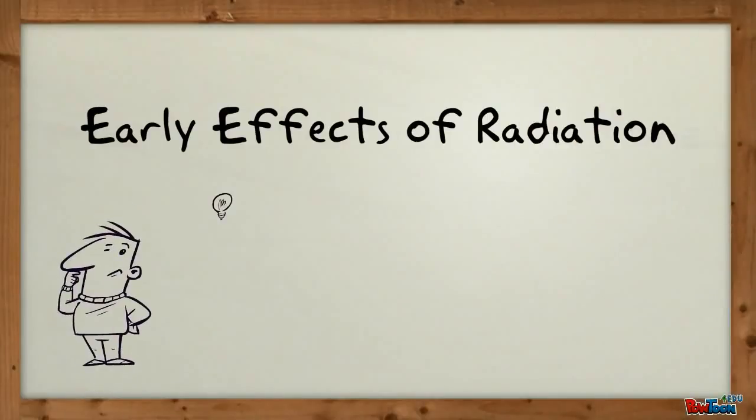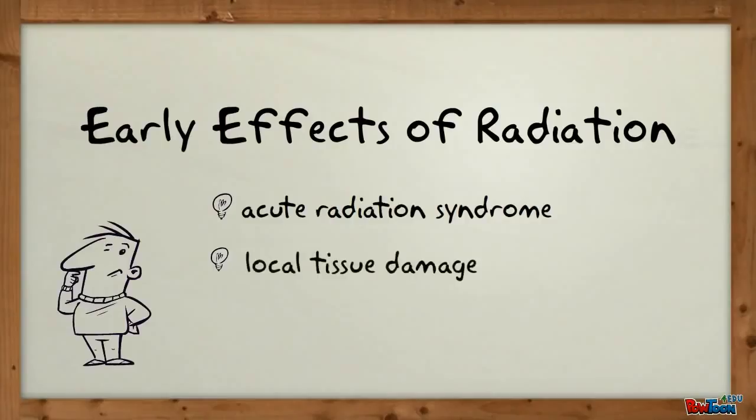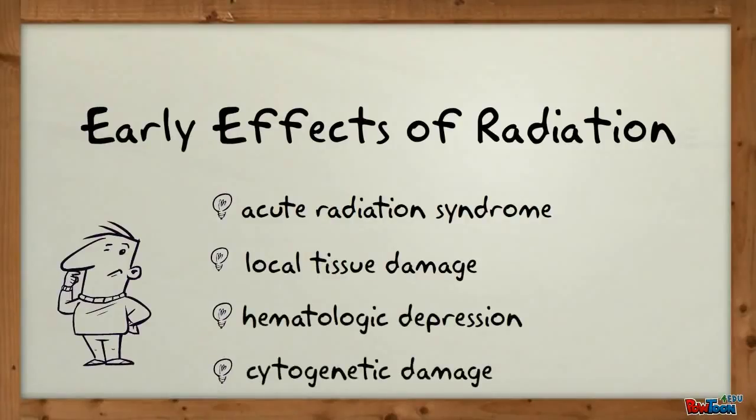The early effects of radiation include acute radiation syndrome, local tissue damage, hematologic depression, and cytogenetic damage. An early response occurs within minutes or days after radiation exposure. When performed properly, these effects are never seen in general X-ray.